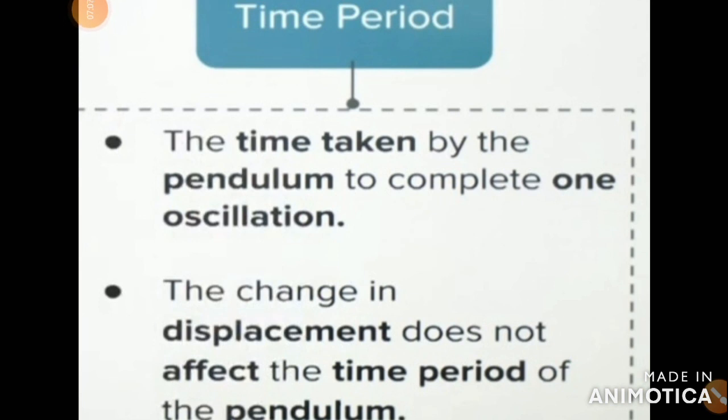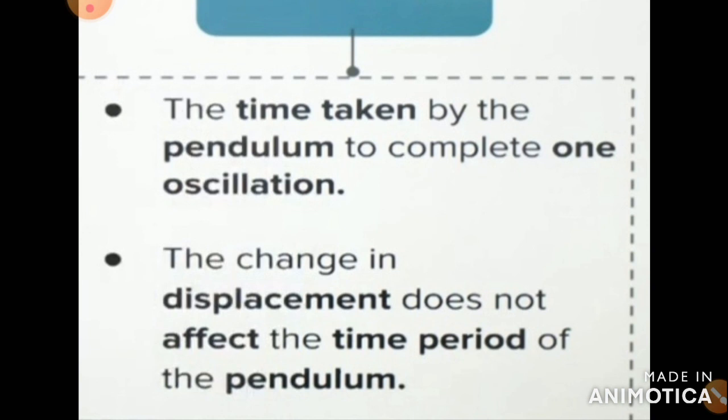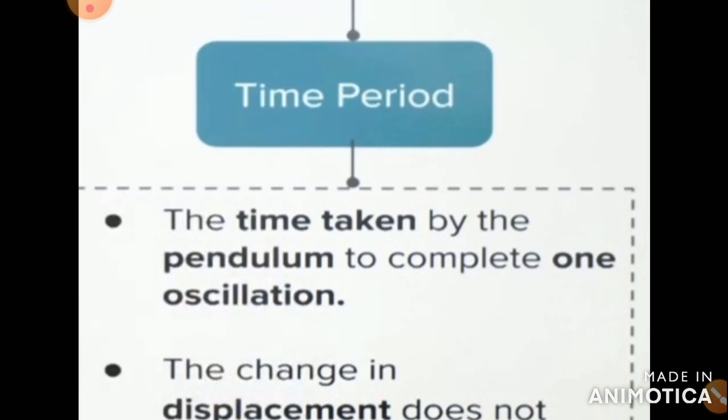Now let's see time period. Time period is nothing but the time taken by the pendulum to complete one oscillation. For example, if the time taken to move from one extreme point to the other extreme point is 2 seconds, that is the time to complete one oscillation. If I take the pendulum to a far away extreme point and release it, and it goes to the other extreme point, the time will not change. The change in displacement does not affect the time period of the pendulum. So this is called time period.